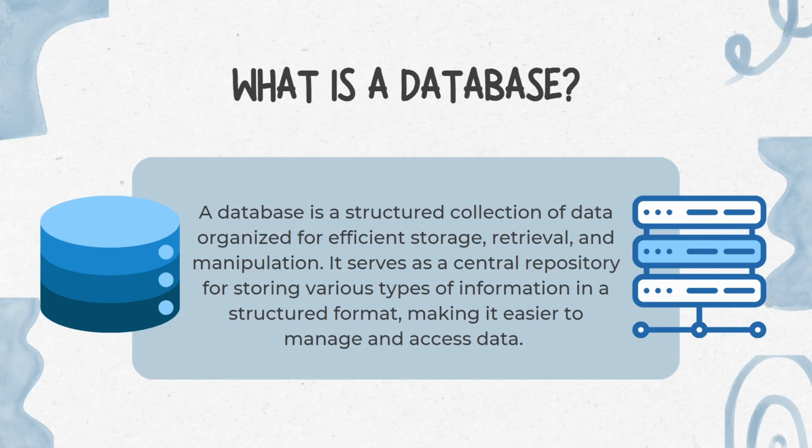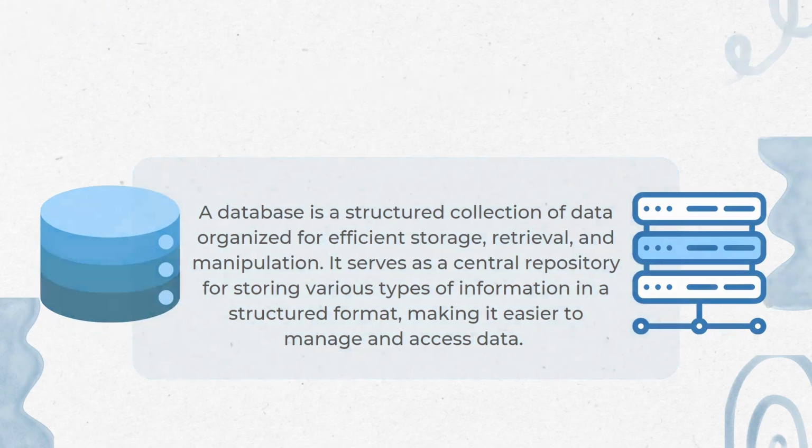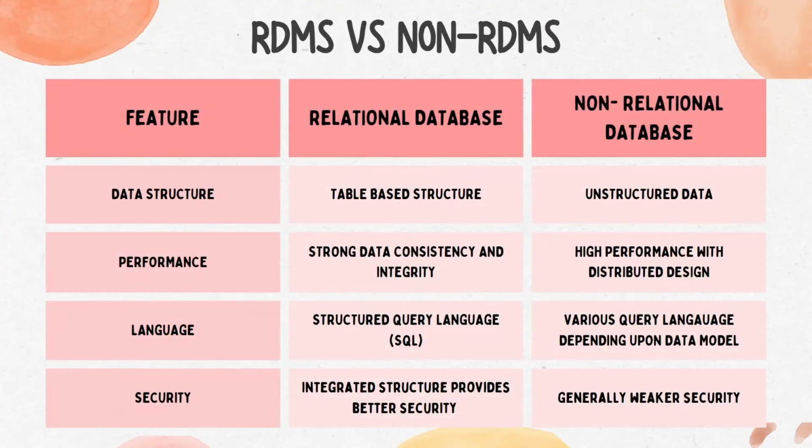Now, let's look at the differences between RDBMS and non-RDBMS. In a relational database, you can find that the data is organized in a table-based structure, whereas in a non-relational database, you will find it in an unstructured manner. Coming to performance, in a relational database, you will always find strong data consistency and integrity, whereas in non-relational databases, you will find high performance with distributed design. Coming to the language that they use, in a relational database, you will use structured query language, that is SQL, whereas in a non-relational database, you will use various query languages depending upon the data model.